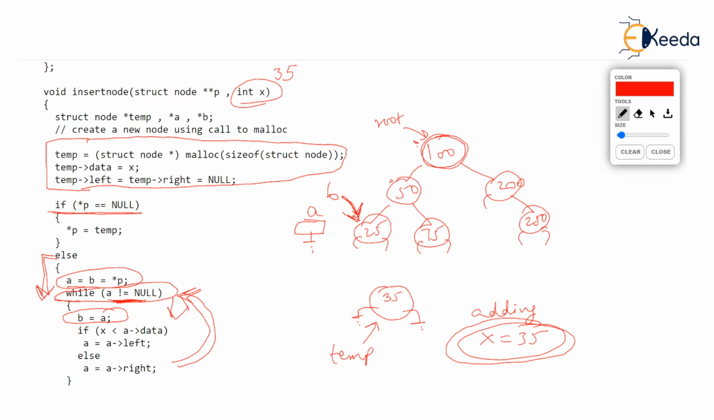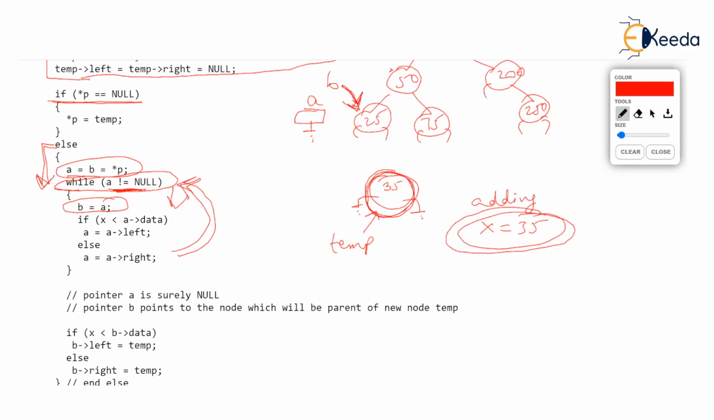But we are still confused. We don't know whether this new node 35 should be added to the left of b or to the right of b. That has to be discovered. So for doing that, after the while, we again inquire, is the new value 35 less than b arrow data? Now b arrow data is 25. Observe b arrow data in the picture is 25. And 35 less than 25 is false. So it means that 35, the new node, should be added to the right of b.